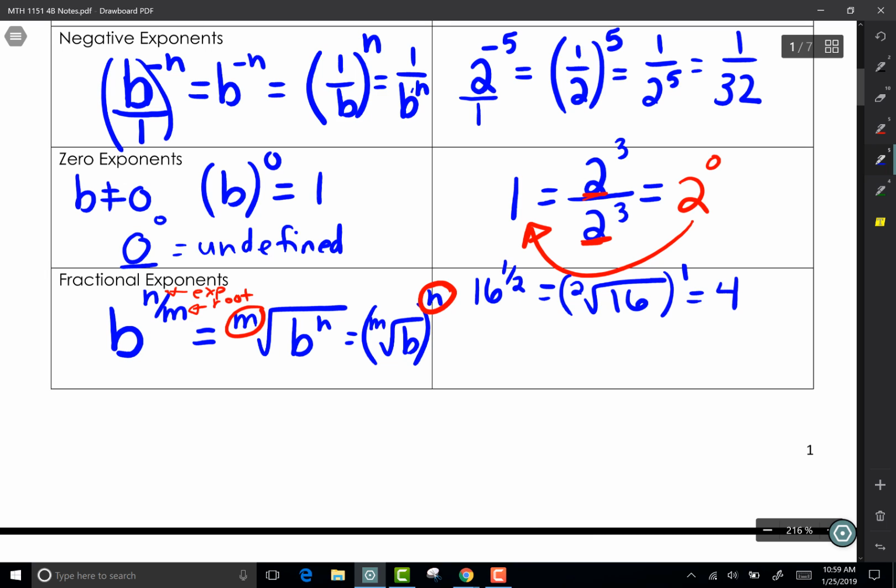Another example is if I have 32 to the power of 3/5. Remember, the bottom number in the fraction that's in the exponent is the root. So I want to take the 5th root of 32, and then once I get that answer, I'm going to raise it to the 3rd power. The 5th root of 32 is 2, and then I raise 2 to the 3rd, which gives me 8.